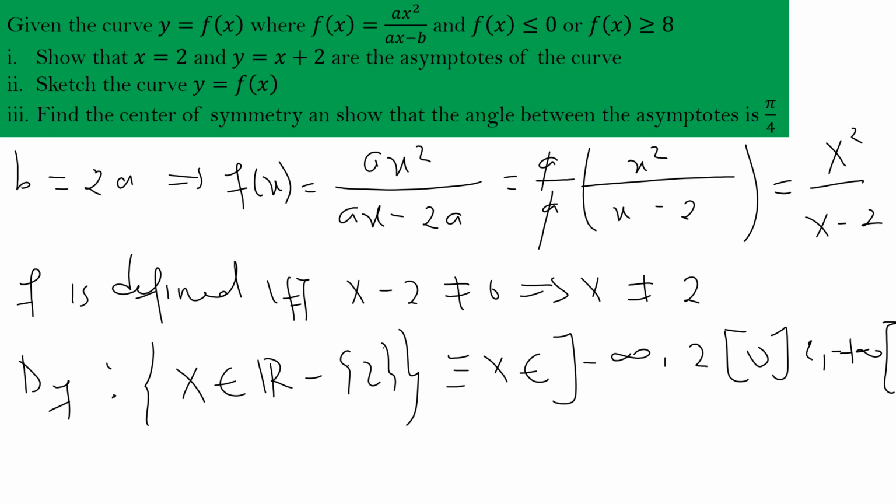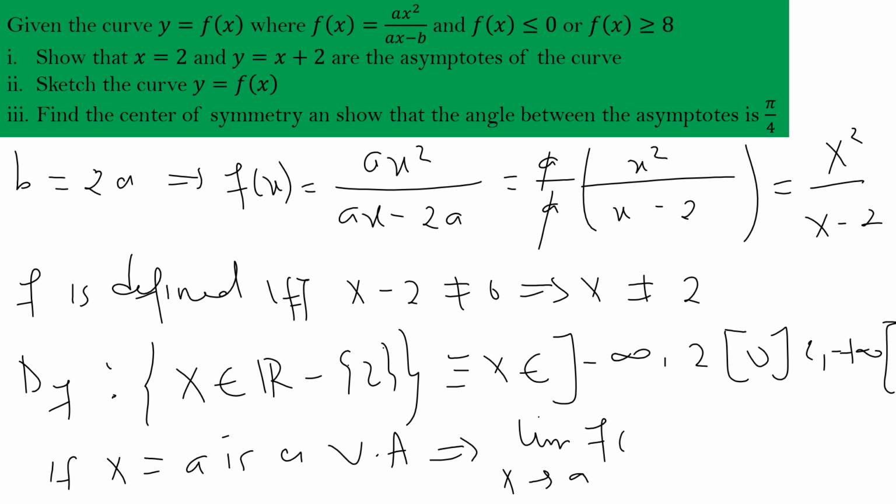if x equal to a is a vertical asymptote, it means that the limit as x tends to a of f of x is equal to plus or minus infinity. That is the definition of a vertical asymptote.